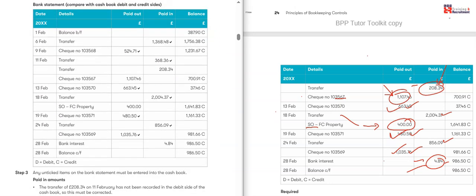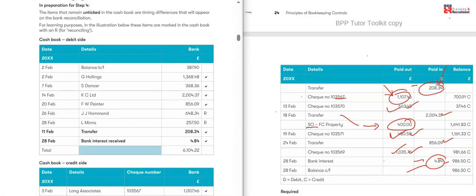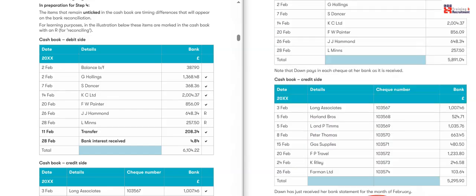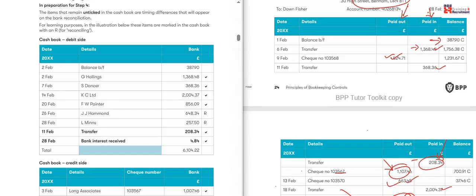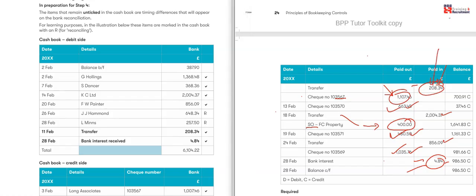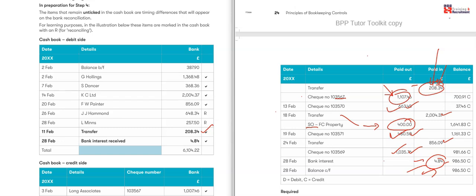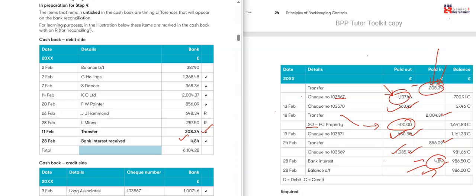Now this is how it looks after ticking and unticking. We got to take the items into the cash book debit side. Those two items were in the bank statement. What are the two items? 208, and there you go, the 208.34 taken to the cash book debit side, and 4.84 bank interest receipt recorded in the bank statement but not in the cash book. I put these two items into my cash book debit side. My cash book debit side balance updated.